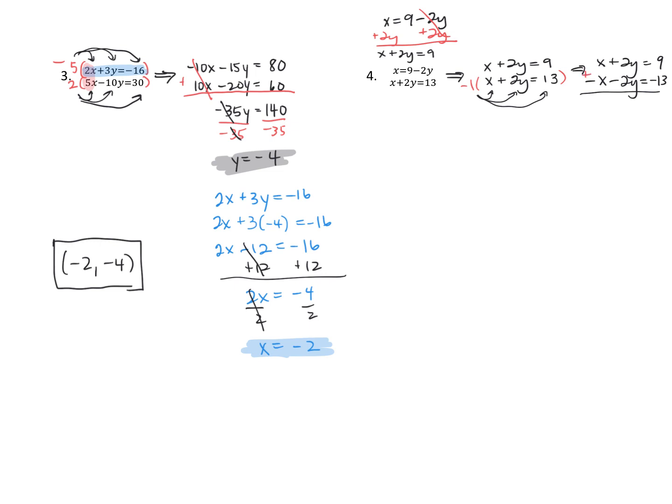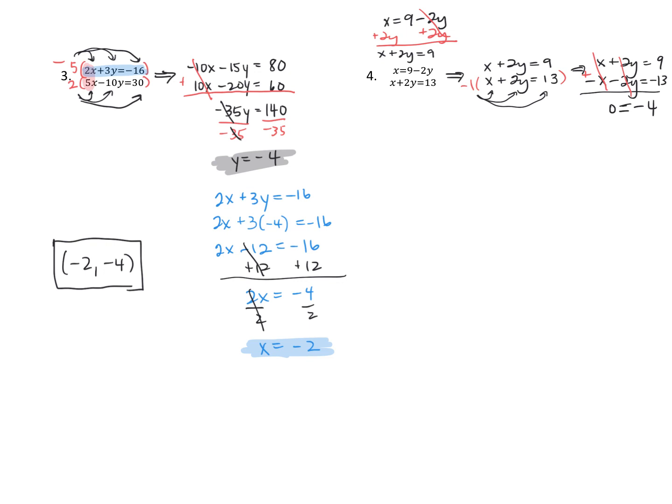X and negative x are opposites, so those zero out. But look at what happens with the y's. Those are also opposites. That zeroes out. So what's left on the left-hand side? A zero is left, okay? So on the right-hand side, I have 9 plus a negative 13, which is a negative 4. Do you see that I have no variables left? All my variables canceled out. So now I have a statement that says 0 is equal to negative 4.